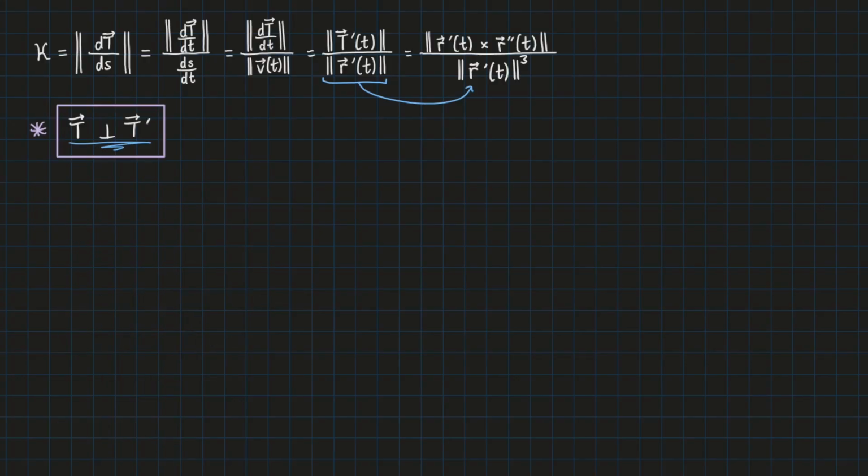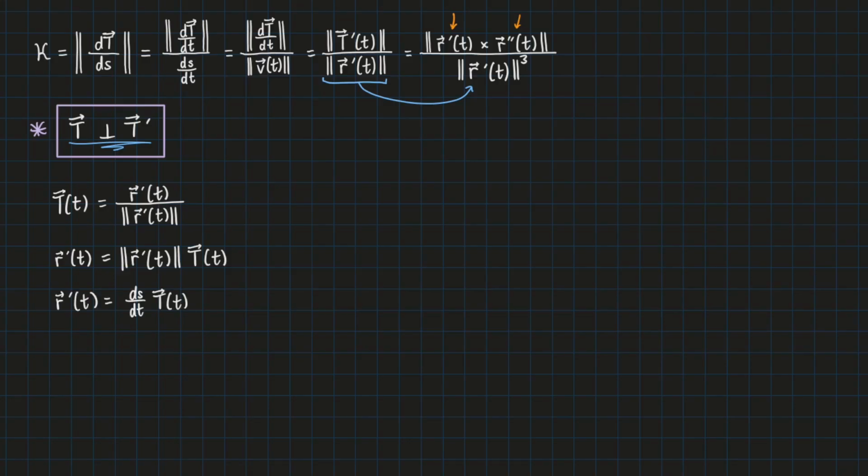Now let's start deriving this formula. We know that the unit tangent vector equals r prime over its magnitude. In this formula, we have an r prime and an r double prime. So that's what we're going to try to find right now. If we isolate for r prime, we'll see that this equals the magnitude of r prime of t times T of t. The magnitude of r prime is the same thing as the magnitude of v, which is the speed, ds/dt. That's r prime of t.